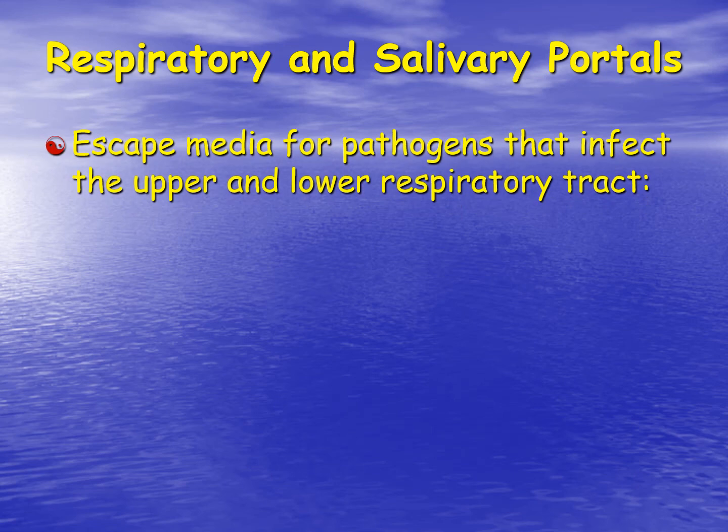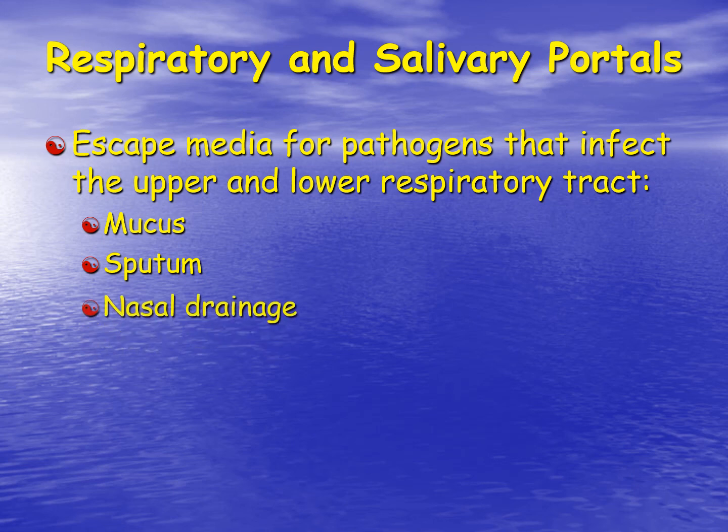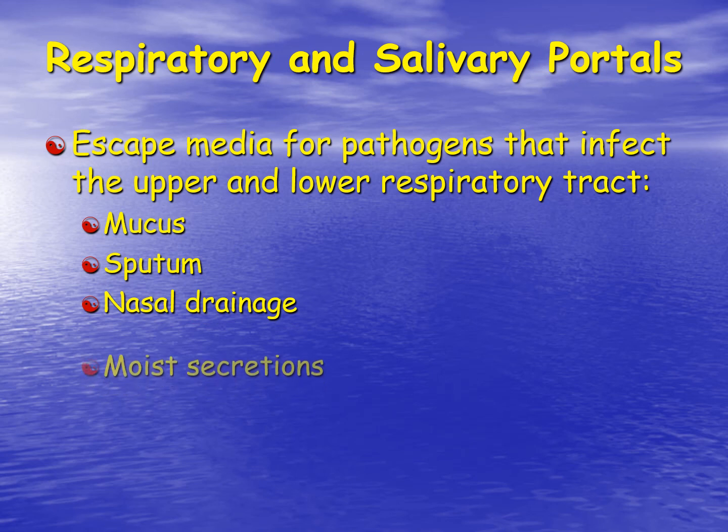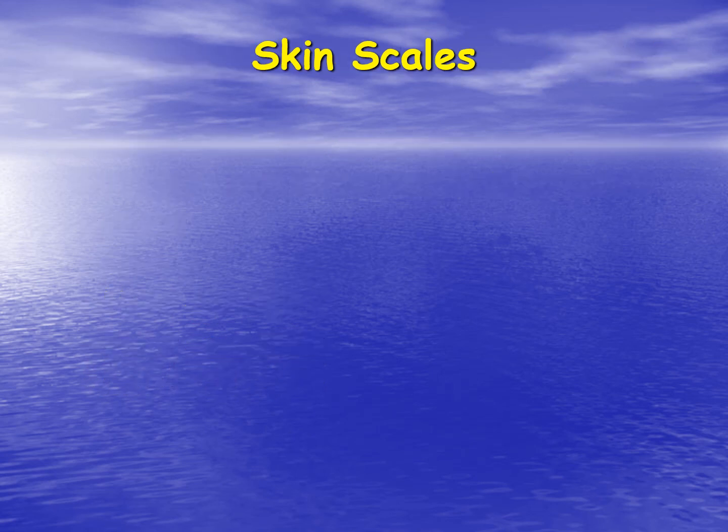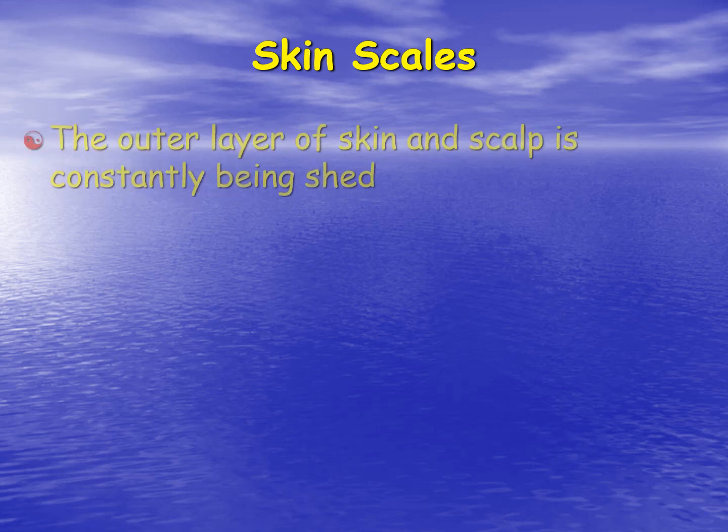Now, respiratory and salivary portals, so the GI and respiratory system as exits, the escape media for most of these pathogens are going to be mucus. We can also see it in sputum, and so things that are in the lungs may actually come up in the sputum, nasal discharge, and other moist secretions, and this would include saliva and tears.